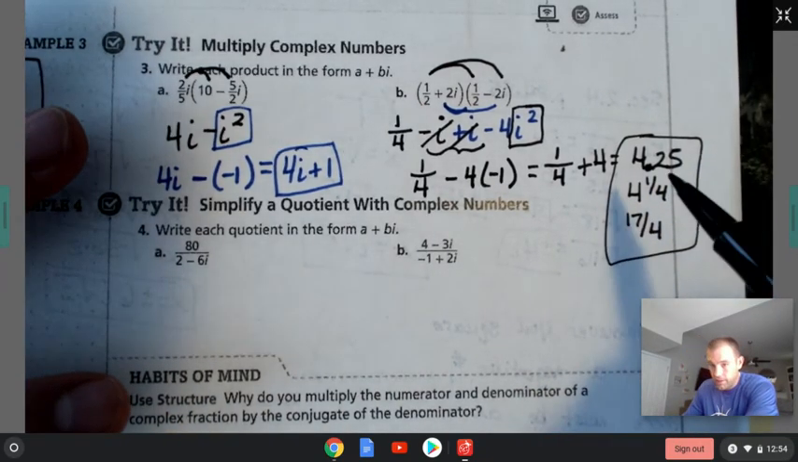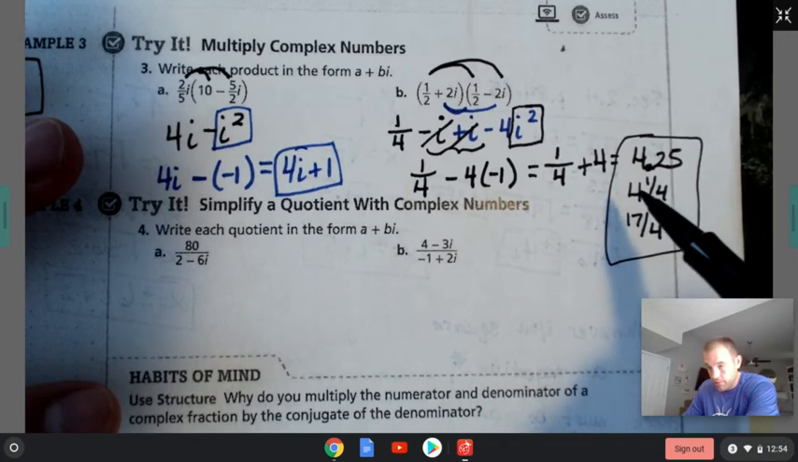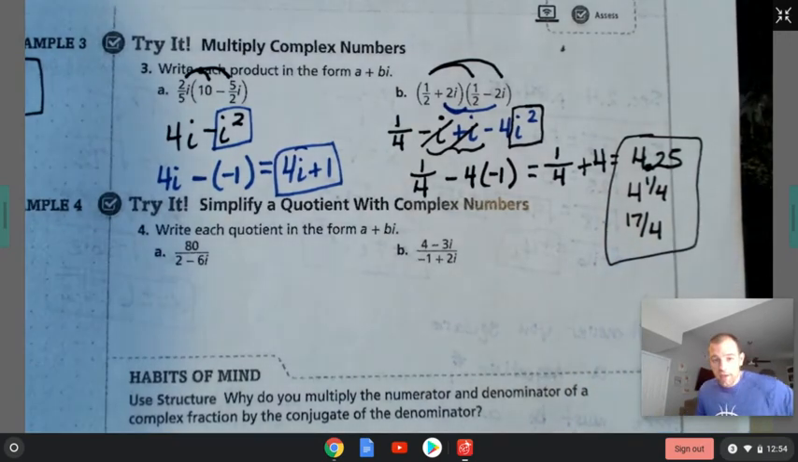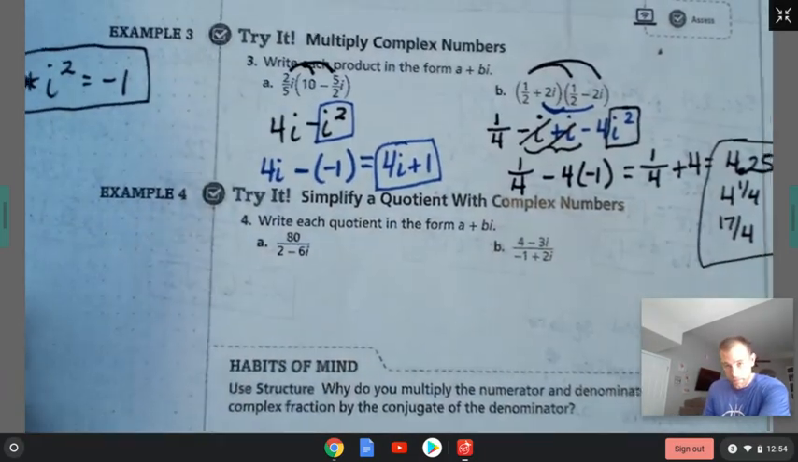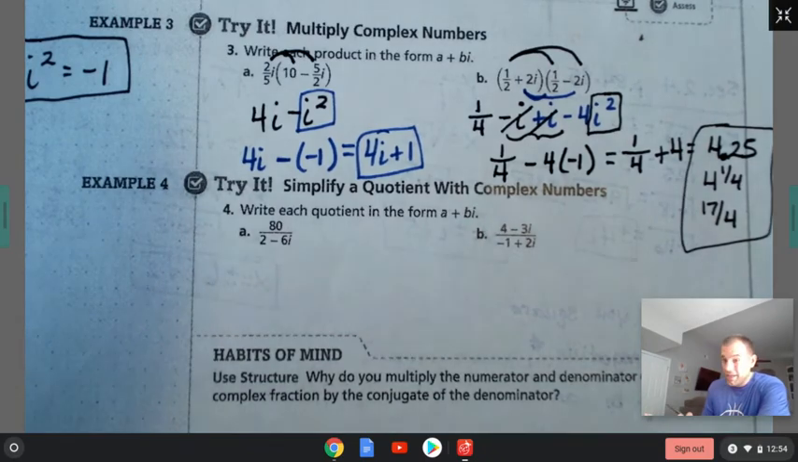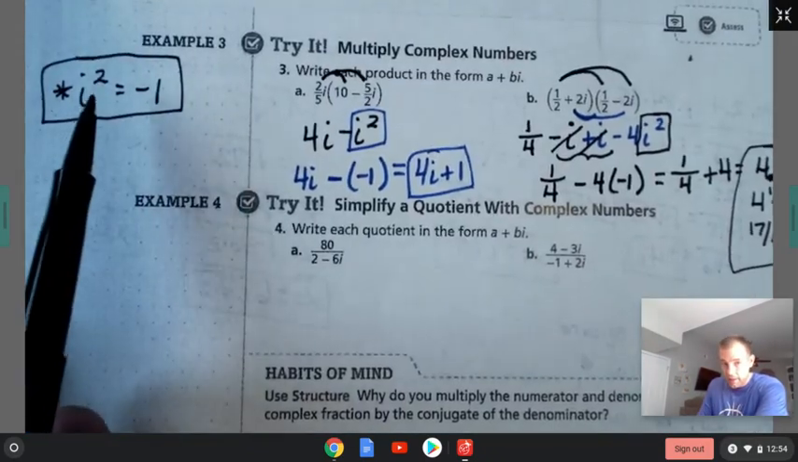Right? You can make it a decimal. You could keep it as a mixed number. You can make it an improper fraction. Right? They all work. They all give you the same thing. All right? So when you multiply, just do the exact same steps that you've always done when you multiply. Just remember that i squared is always negative 1. Okay? So just think of i like any other letter, just it adds this one extra step in there.